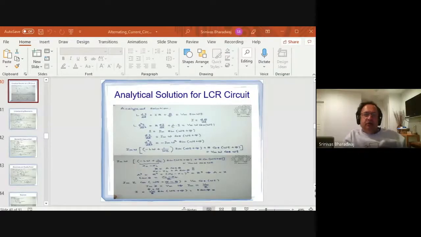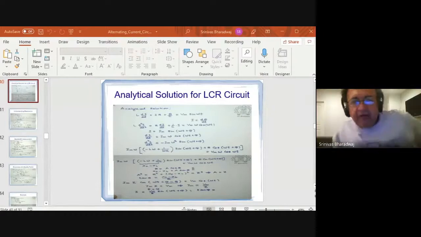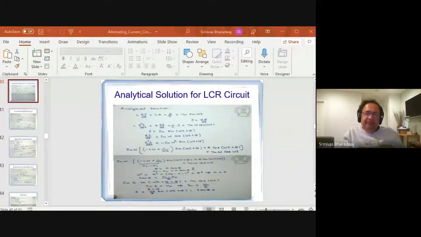Hi students, so we continue with our discussion of LC circuits. This is the class 12 continuation.